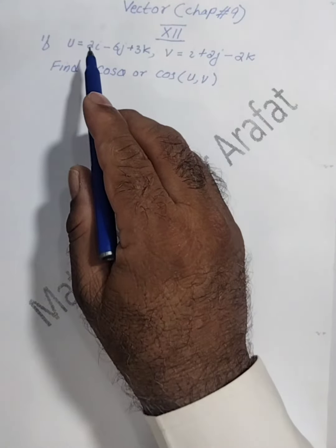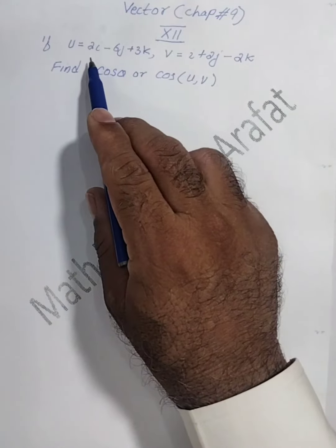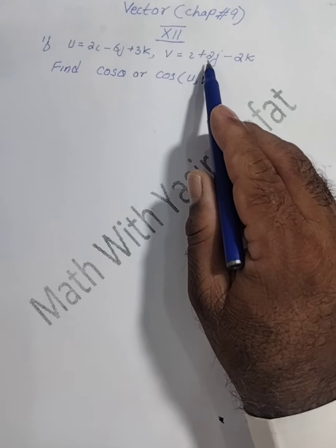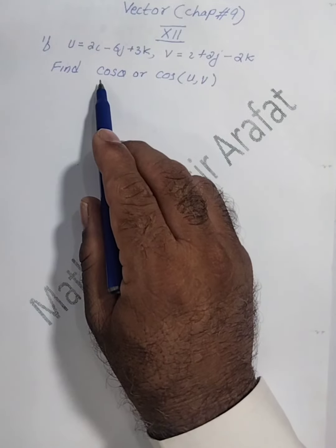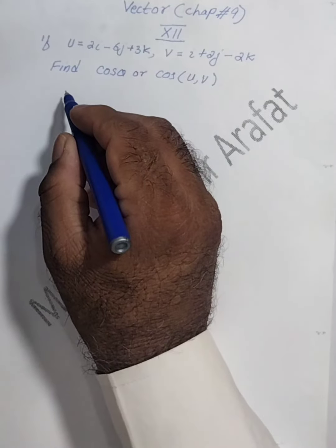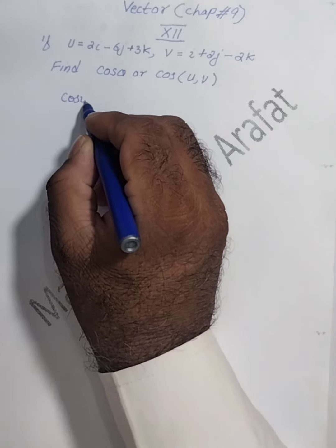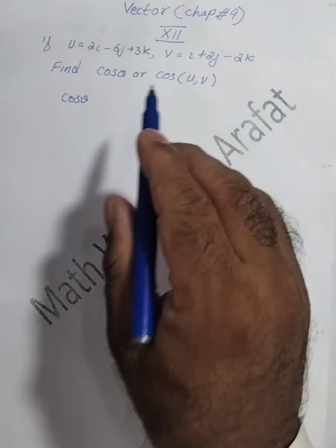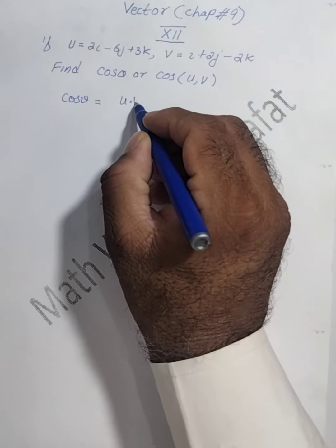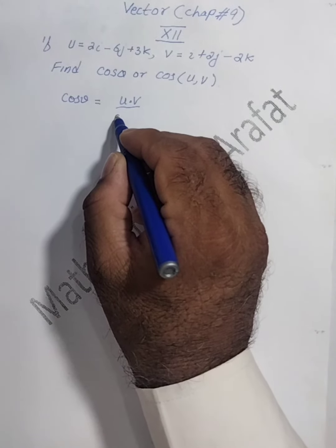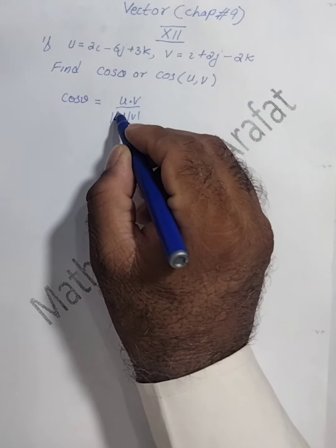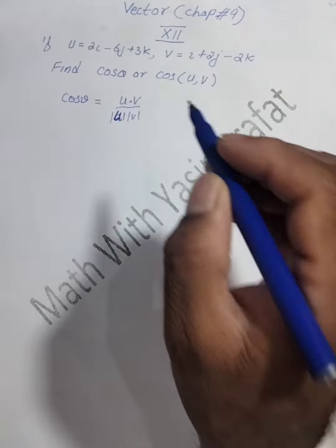So here two vectors are given, that is u is equal to 2i minus 6j plus 3k and v is equal to i plus 2j minus 2k, and we have to find out the cos theta or cos u comma v. So here we know that cos theta, we can write cos theta or cos u comma v, the same thing here. We have the formula here, the dot product of two vectors divided by the modulus of two vectors, u and v.